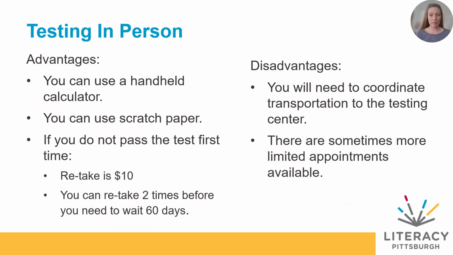Testing in person has many advantages. Students can use a handheld calculator and scratch paper, and an in-person proctor is there to support them with any technology challenges. In addition, if students do not pass the test the first time, they are eligible for a discounted retake that costs just $10. Students can also retake the test up to 2 times before they need to wait for 60 days to try again. However, students will need to be able to travel to the testing center, and the appointment availability is more limited for in-person testing. If your student wants help to plan their test, they can reach out to their program coordinator.